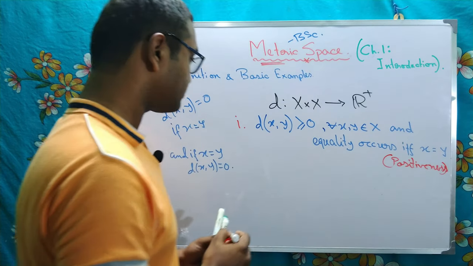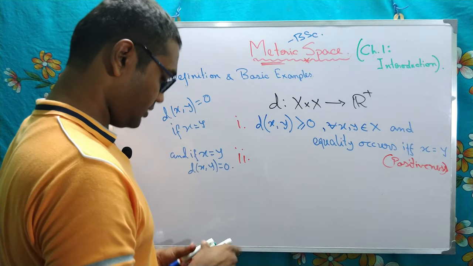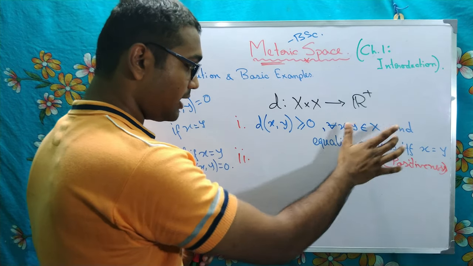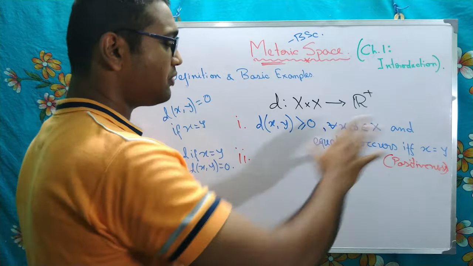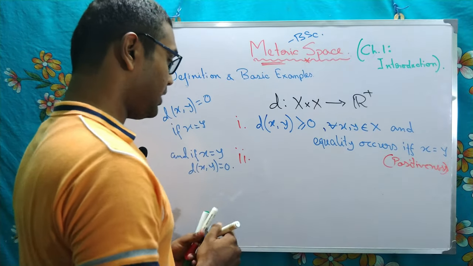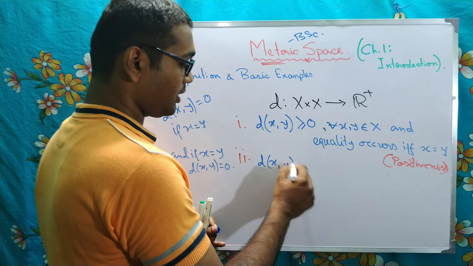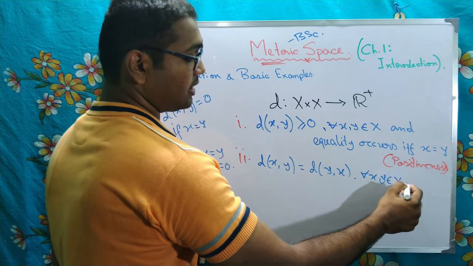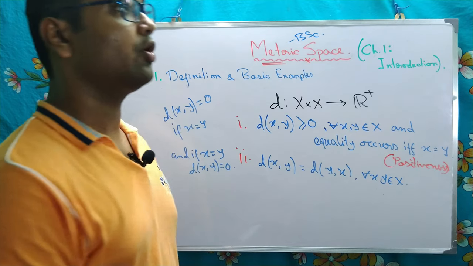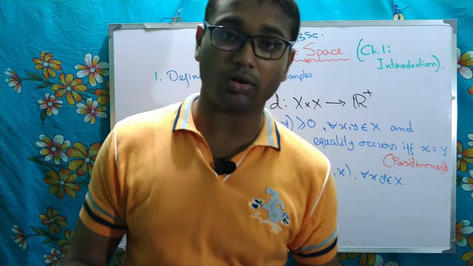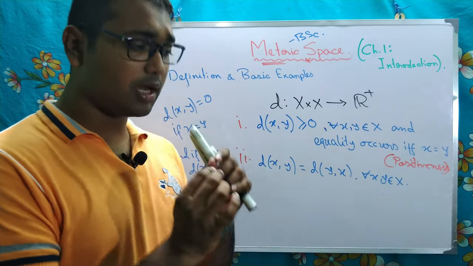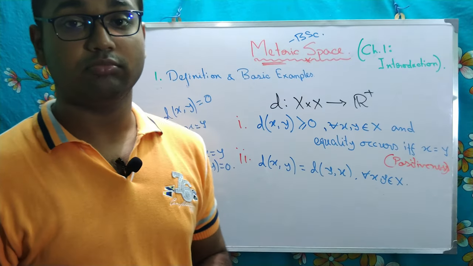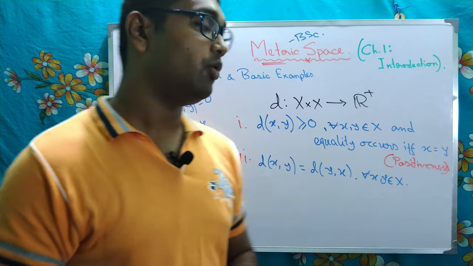The second one says that in some books, they will give up to this as the first axiom and this second portion as a second axiom, but if you write them in a single point, it is no problem. Second one is d of x, y is equal to d of y, x for all x comma y belongs to X. Be careful about this for all. For all, for some, for almost all, for most of the, these terms are just a word or two apart from each other, but their meanings are like heaven and hell.